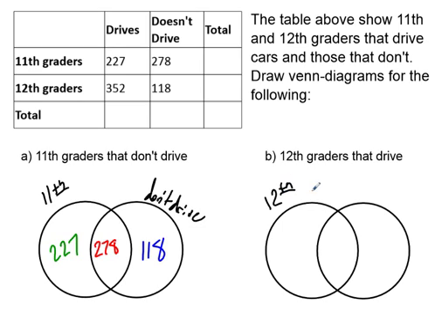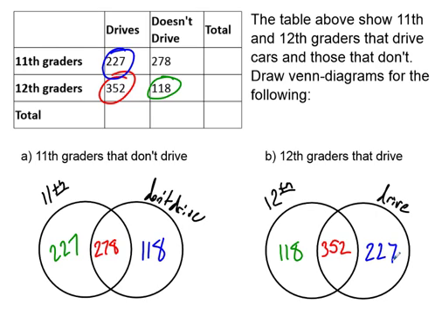Now let's create a Venn diagram for 12th graders and those that do actually drive. The overlap is 12th graders that do drive. 12th graders that do drive is a total of 352. To the left would be 12th graders that don't drive. 12th graders that don't drive is 118. And to the right of the overlap would be students that still do drive but are not the 12th graders. That would be the 11th graders that drive, 227. You can manipulate tables of information to create different kinds of Venn diagrams.